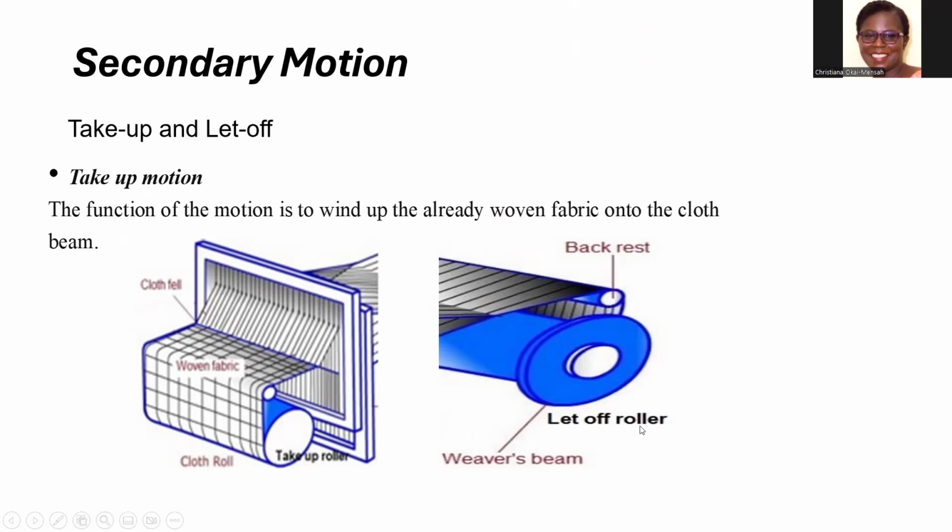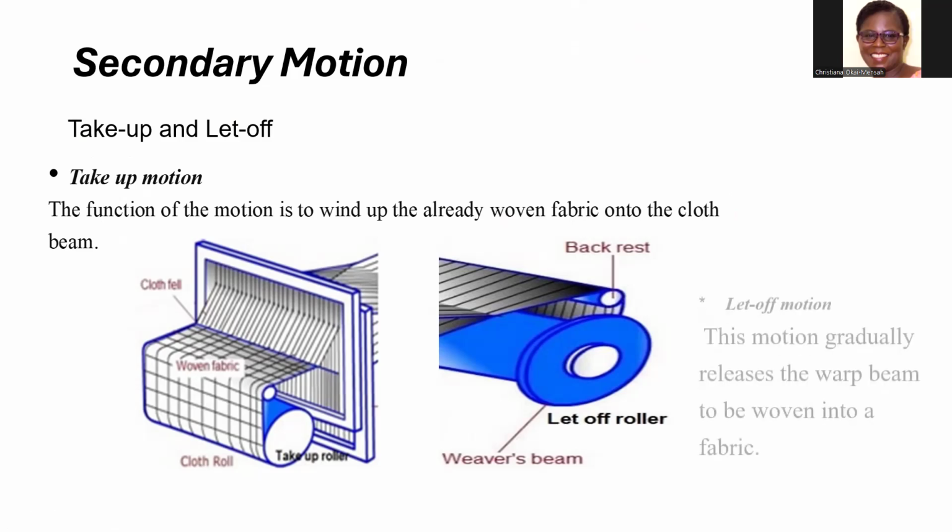So whilst you do the take up, then there is a let off. So the take up is already woven fabric going onto the cloth beam, and let off is the fresh yarns coming from the back beam for you to weave. I hope you understand it.